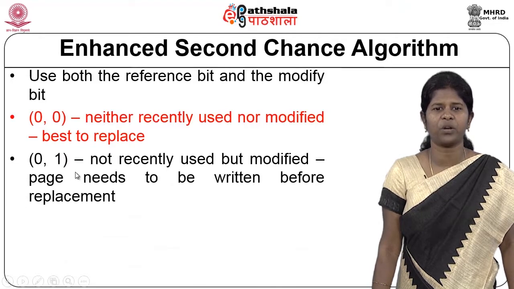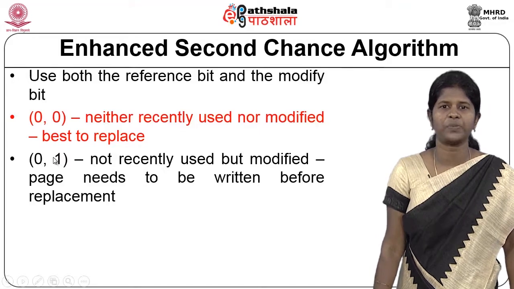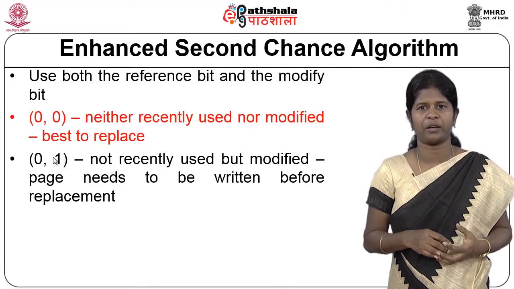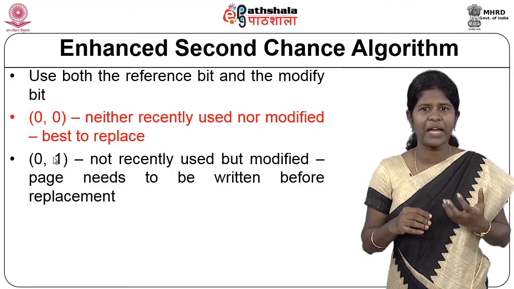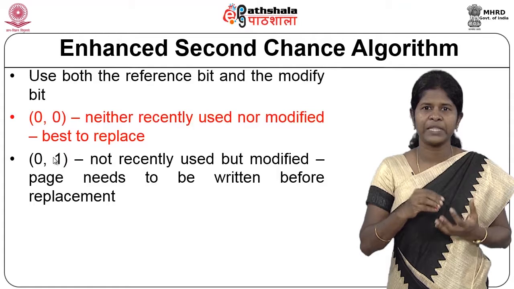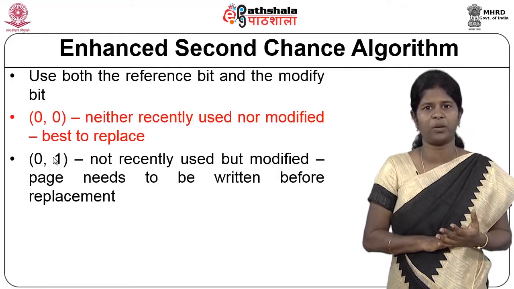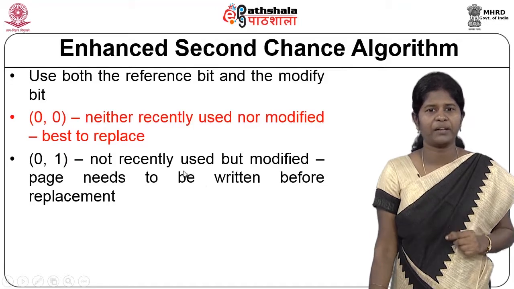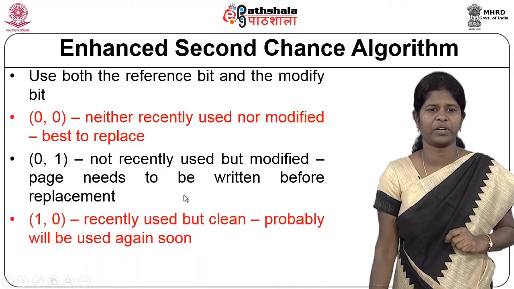Suppose it is 0, 1. The reference bit is 0, which means the page was not used recently, but the modify bit is 1, which means that the page has been modified after having been brought into the main memory. Because it is modified, if you choose this page as the victim page for replacement, it should be written to the secondary storage device before you bring in another page into this place. So, this is a not recently used page, but it was modified, so it needs to be written before replacement.